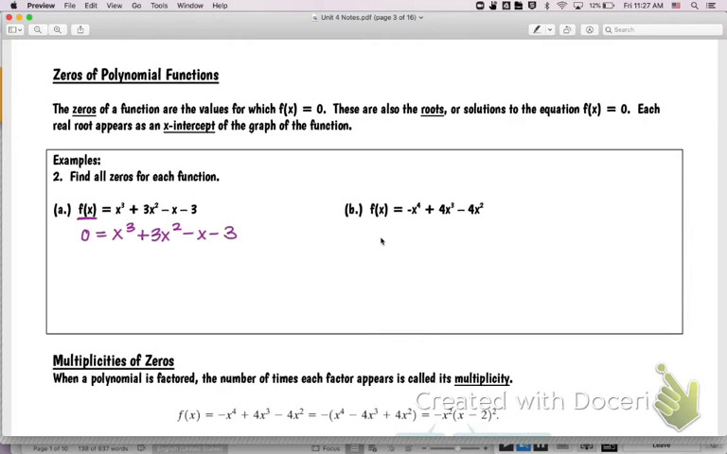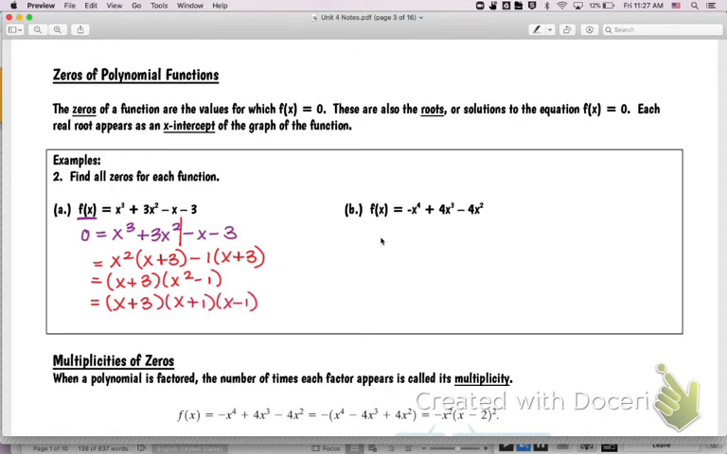Well, this one has 4 terms, so we want to try factoring by grouping. So we get x squared times (x plus 3) minus 1 times (x plus 3). That's going to factor to (x plus 3)(x squared minus 1). We want to factor completely, so I see a difference of squares there. So we get (x plus 3)(x plus 1)(x minus 1), and again, that's all equal to 0.